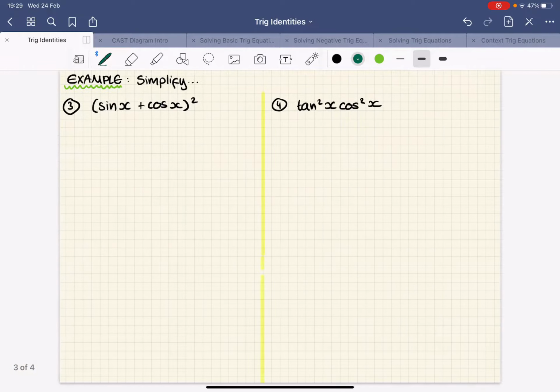Okay, let's take a look at another question. So here I've got simplify sine x plus cos x all squared. Right now, that doesn't look like either of my trig identities. The fact there's no tan kind of gives me the hint I'm going to be using that sine squared x plus cos squared x one, but I don't have that in front of me yet. So I need to just expand that first. What that means by having it squared is I've got two brackets of the same.